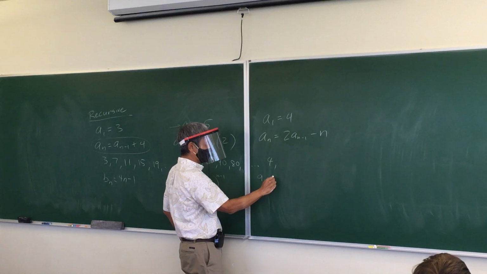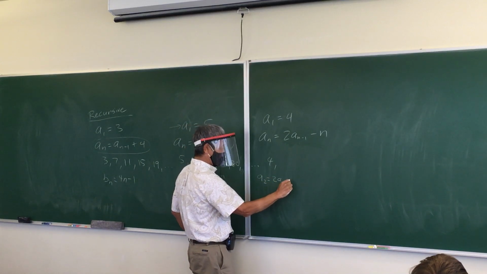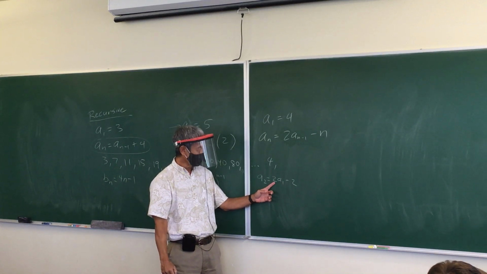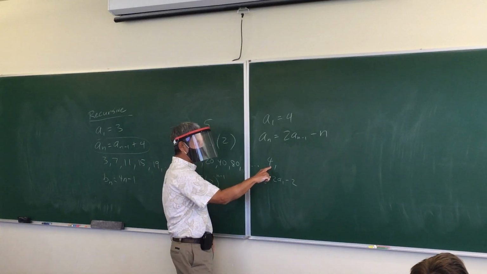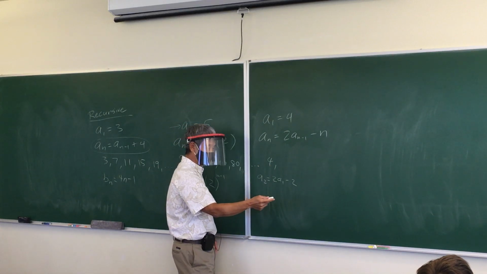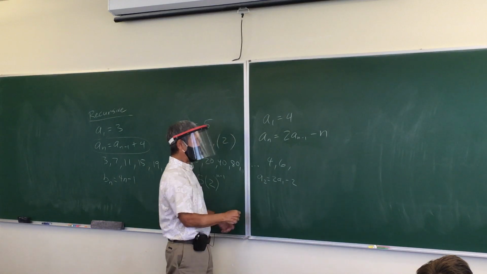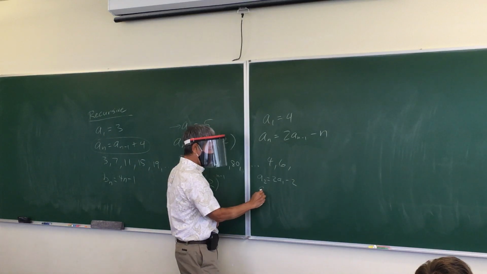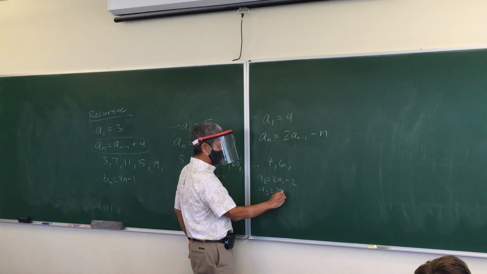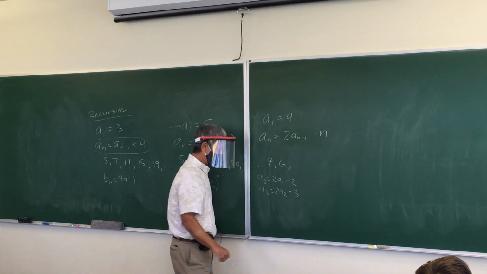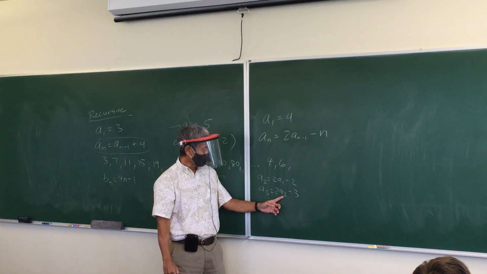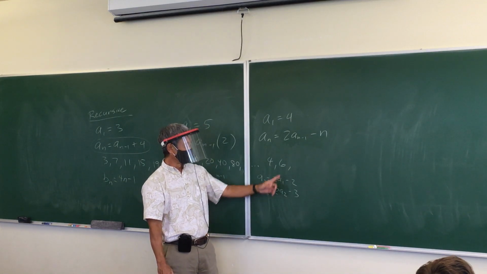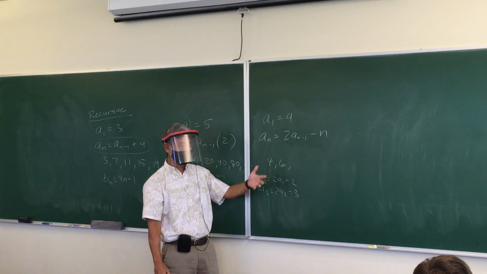A2 is equal to 2A1 minus 2. So to get the second term, multiply the previous term by 2 and then subtract 2. So multiply this by 2, subtract 2. 6. Now to get the third term, what number would I plug in for n? 3. So a sub 3 is equal to 2 times a sub 2 minus 3. So to get the third term, you take the second term, multiply it by 2, and then subtract 3. Take this term, multiply it by 2, 12, subtract 3.